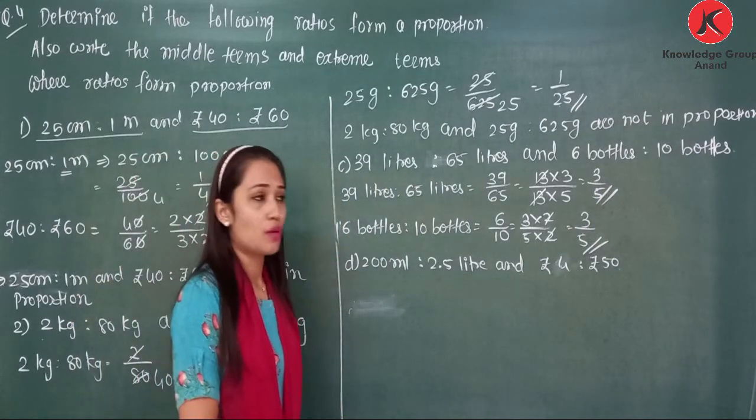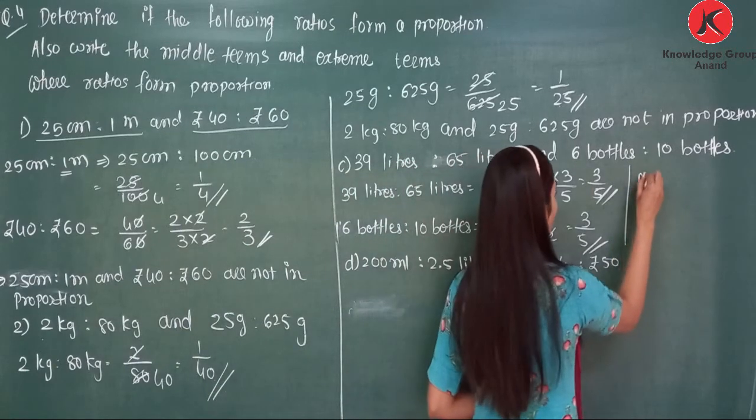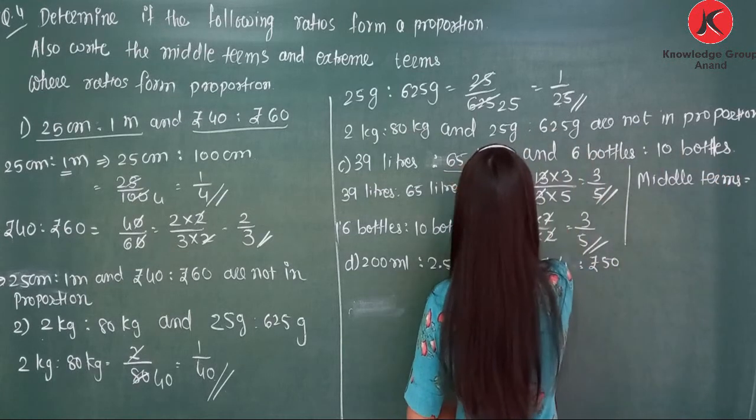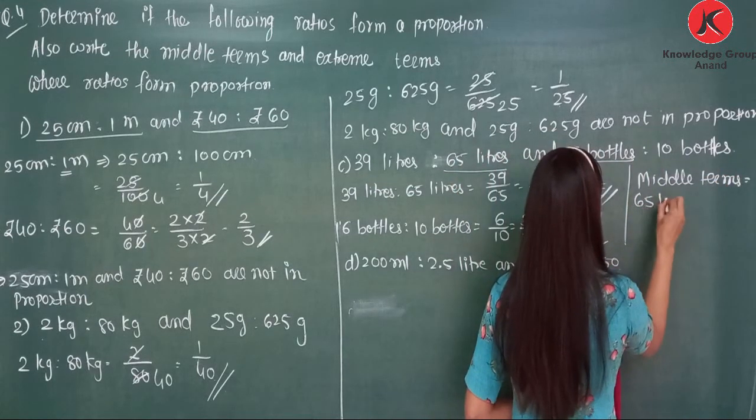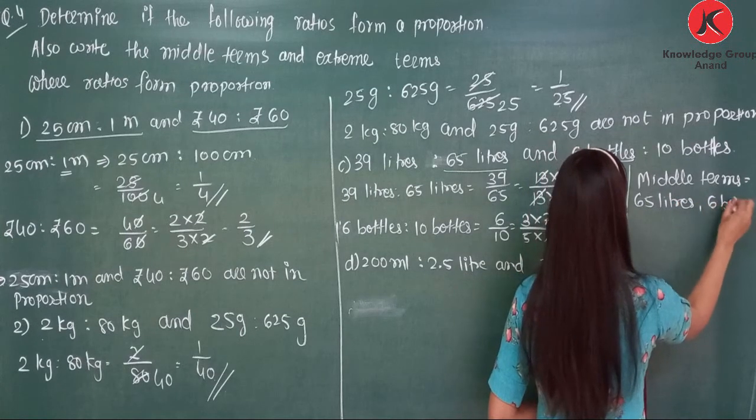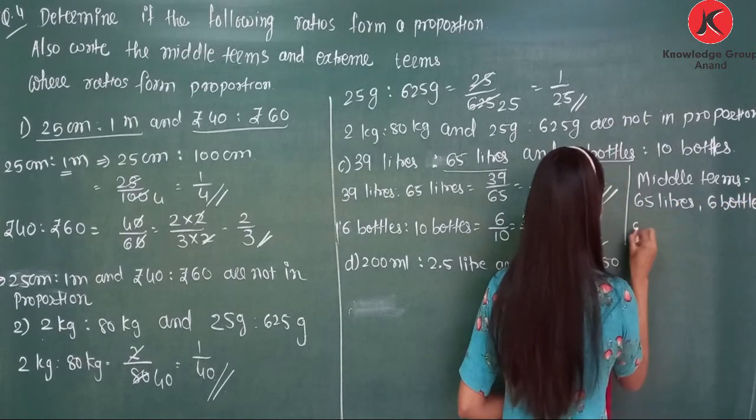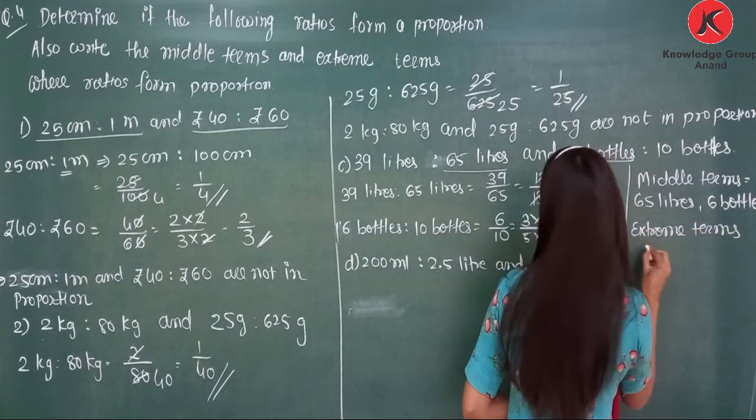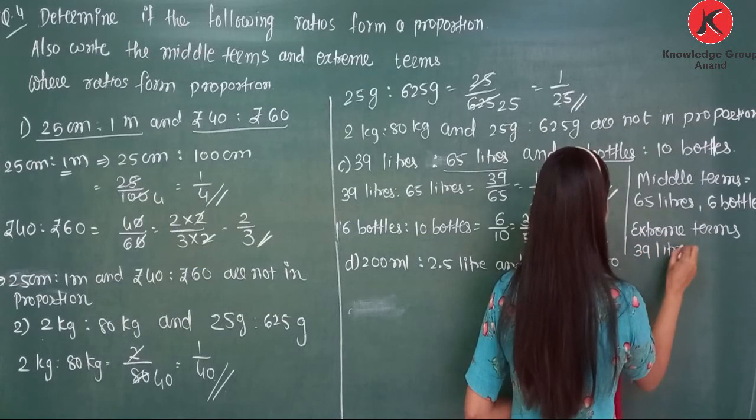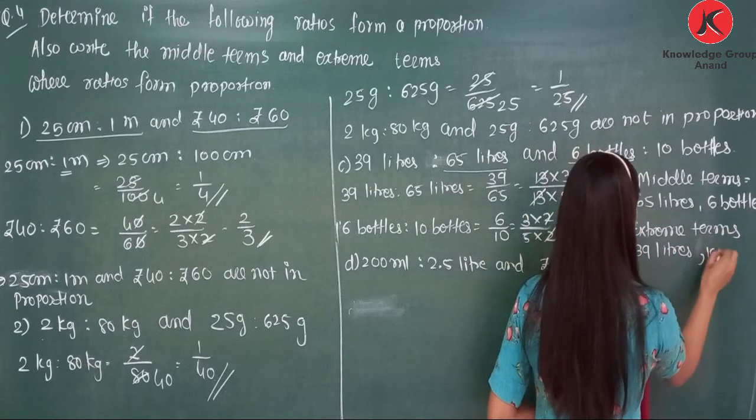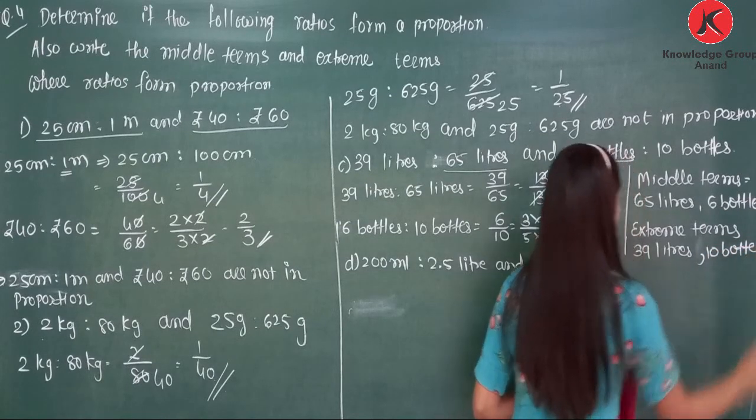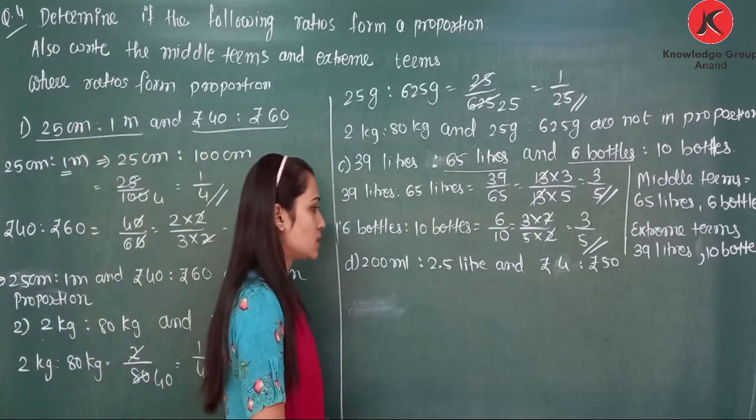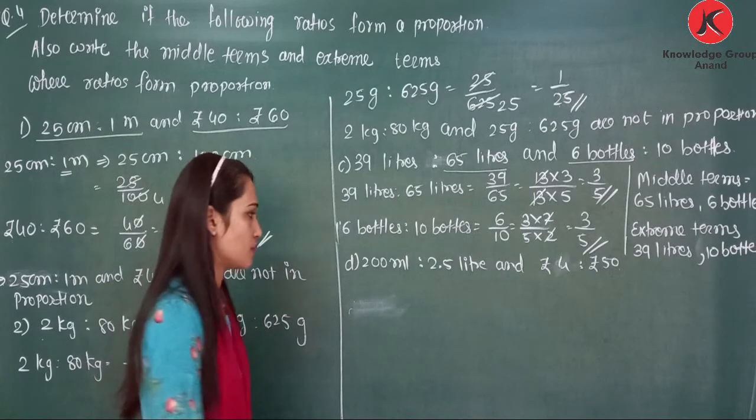So we can find the middle term and extreme term. So let's find the middle terms. Which are the middle terms? 65 liters and 6 bottles. And which are the extreme terms? That are 39 liters and 10 bottles. Clear? Next one, 200 ml, 2.5 liters and 4 rupees to 50 rupees.